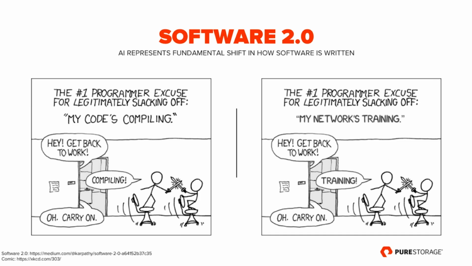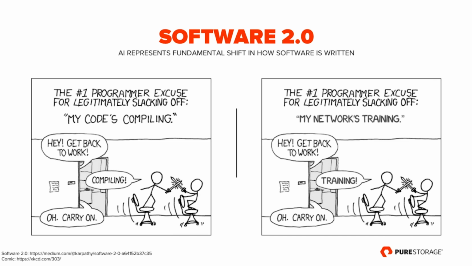The first, on the left, was published years and years ago, and it talks about the number one programmer's excuse for slacking off. You see the two developers just playing around, sword fighting, and the manager says, "Hey, get back to work," and their excuse is that my code is compiling. Recently, they published an updated version of that cartoon, and the number one excuse for slacking off is not that the code is compiling, but that the network is training. I thought that was pretty funny.